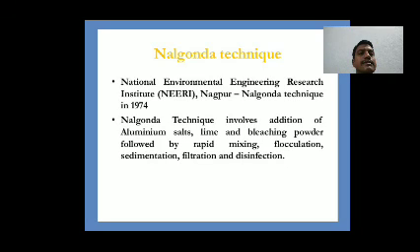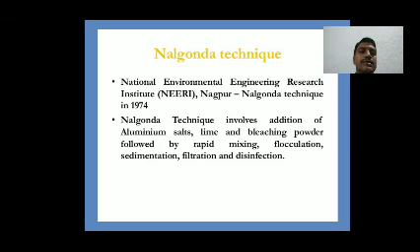The Nalgonda technique involves addition of aluminium salt, that is alum, alum salt, lime water, and bleaching powder, followed by rapid mixing. The first process is called rapid mixing of these components into water, then after that the flocculation process.